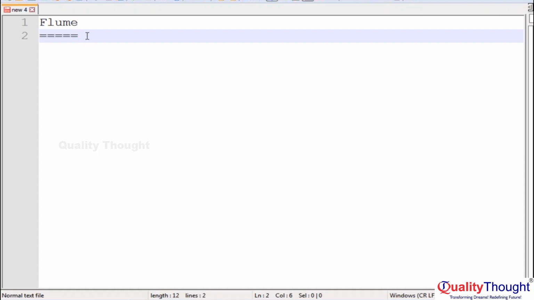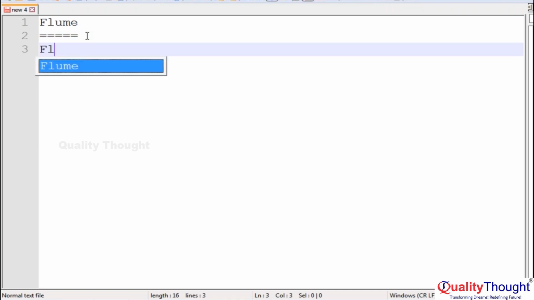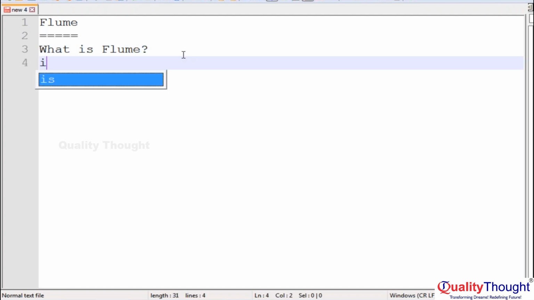So today we'll start Flume. Okay. So do you have any idea about what is Flume? What is Flume? It's a streaming tool. Okay. So streaming technology. So Flume is a streaming technology.